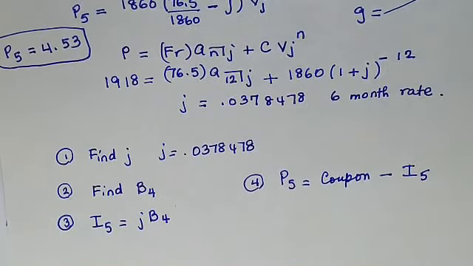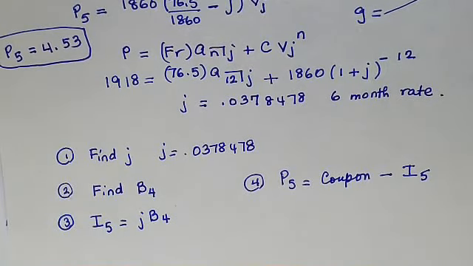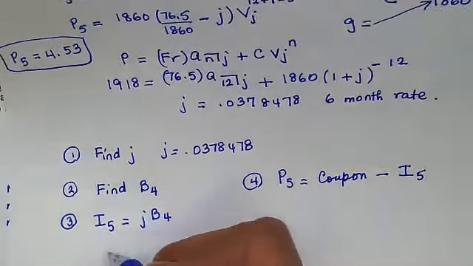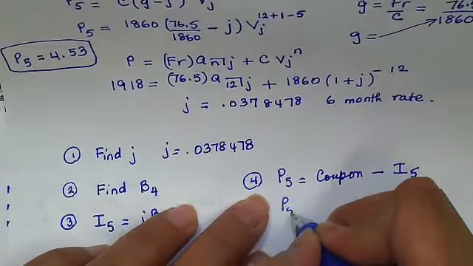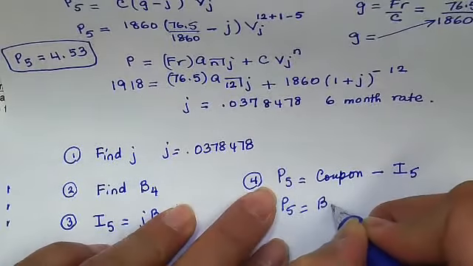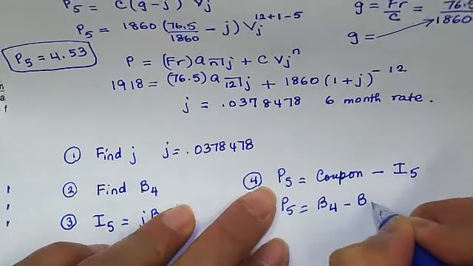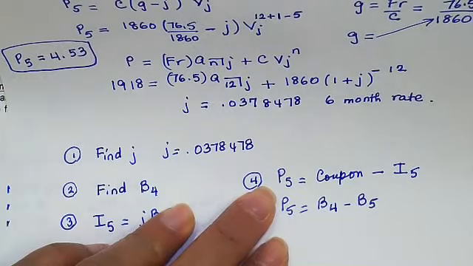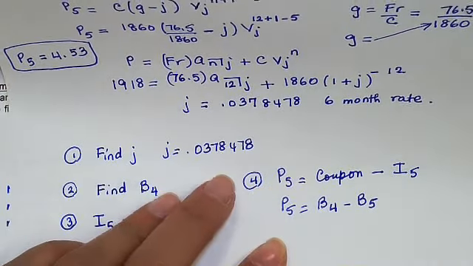Step 4, P5 is equal to the coupon minus I5. Finished. The reason why I want to go through this process is because I want to show you the recursive formula and the use of it.